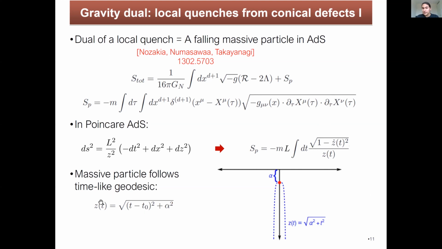So it's given by this parabola. Alpha here is the distance of closest approach to the AdS boundary, and the time evolution is given by this formula. For my purposes, I'm just going to take this solution as starting from time equals 0, and then consider the evolution starting from time equals 0.